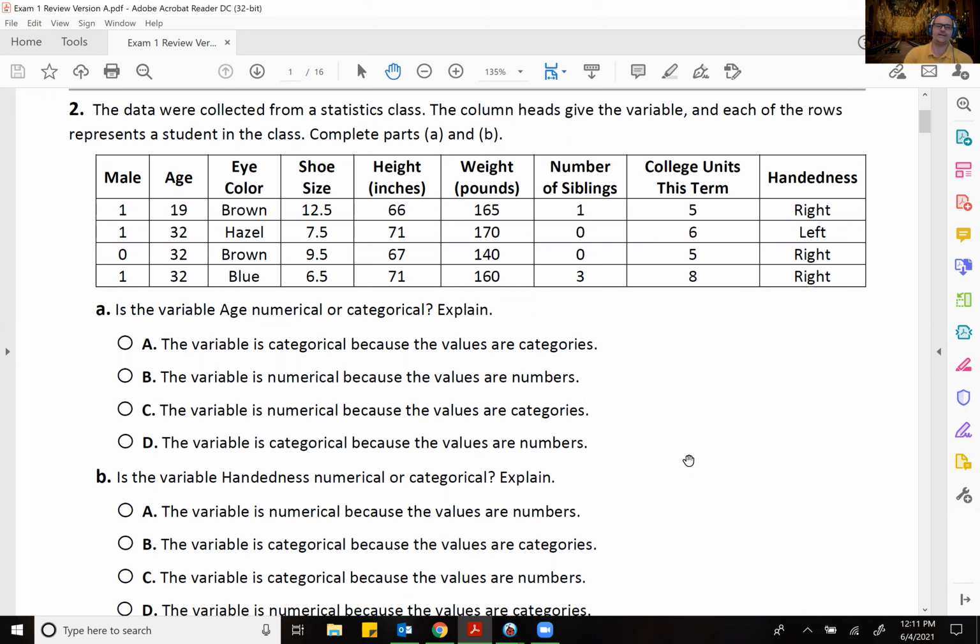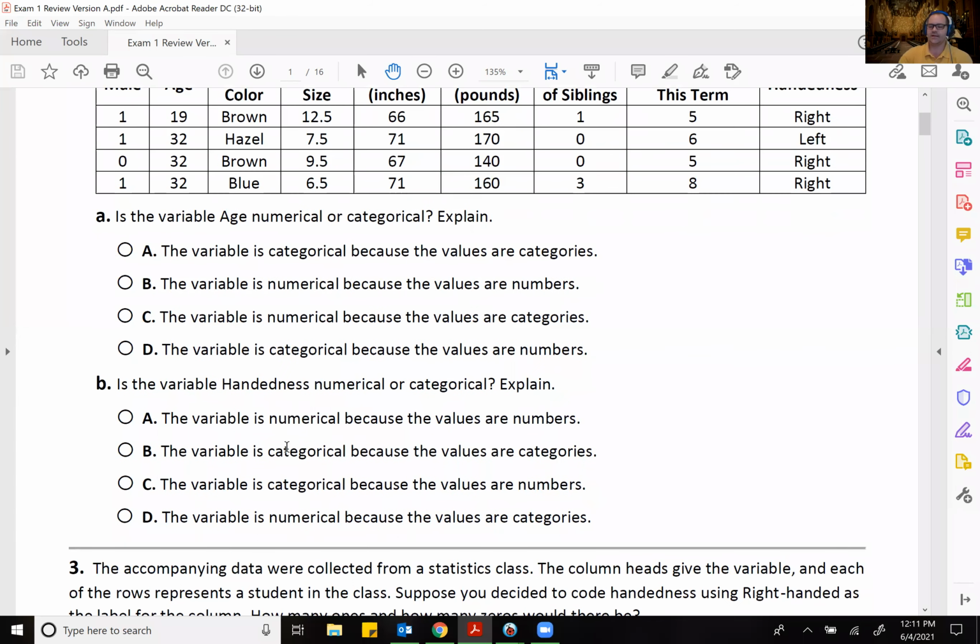What about handedness? That's part B. Numerical or categorical? Categorical. Why? Because they're categories, right? You're either right-handed or left-handed. That's a category. So the answer for part A and the answer for part B are both B as in boy.